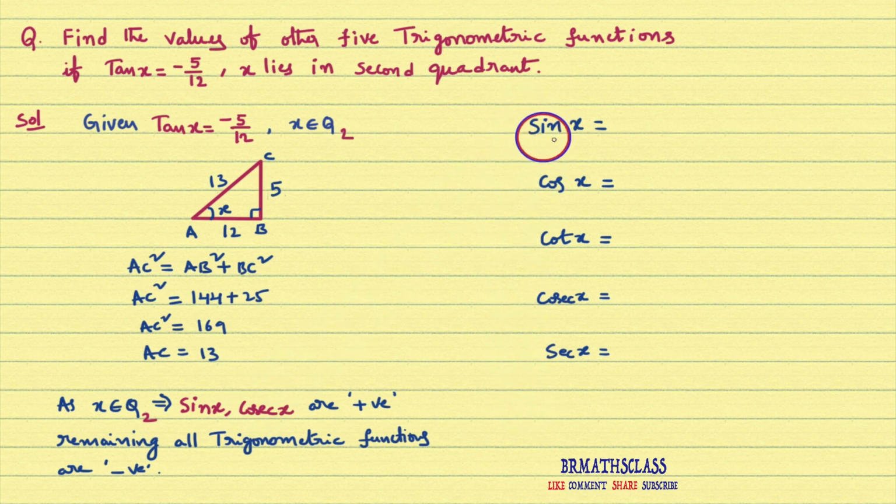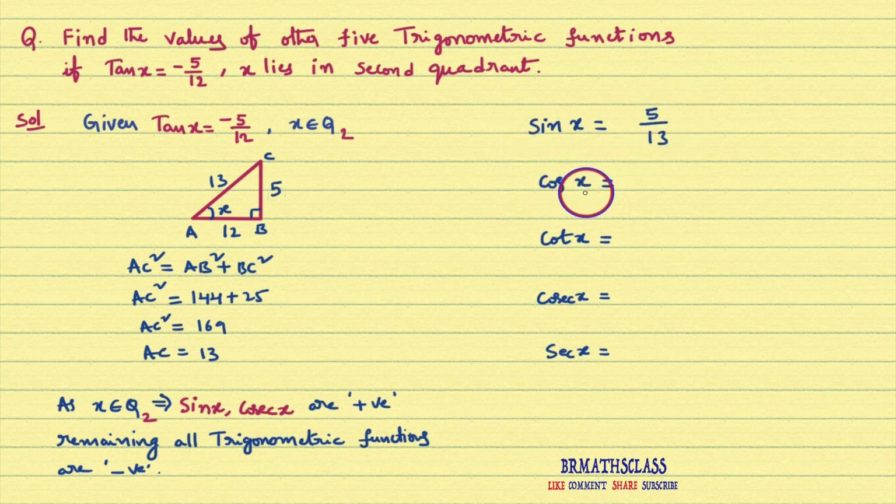Here we need to write sin x. Sin x is defined as opposite side by hypotenuse. Opposite side is 5, hypotenuse is 13. 5 divided by 13. Now it's time to write the sign. Positive sign or negative sign? X lies in which quadrant? X lies in the second quadrant. In the second quadrant sin x is positive. So this is plus 5 by 13. Simply we can write 5 by 13. Therefore sin x is 5 divided by 13.